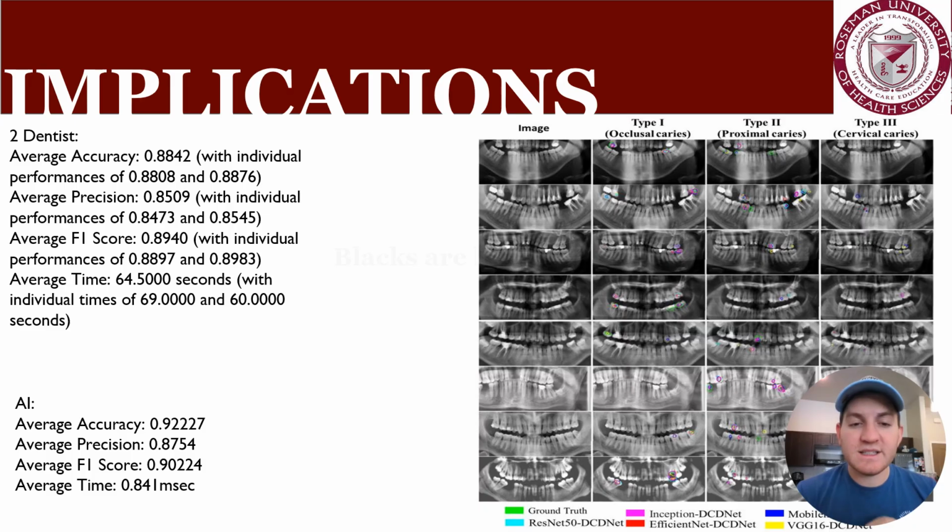And we can see then that the dentists had an average accuracy of 88%, which is pretty good, and an average precision of 85% of all the caries that were actually present in the patient's mouth. We can see then the AI had an average accuracy of 92, an average precision of 87, and an average F1 score of around 90%, with an average time of under a second.